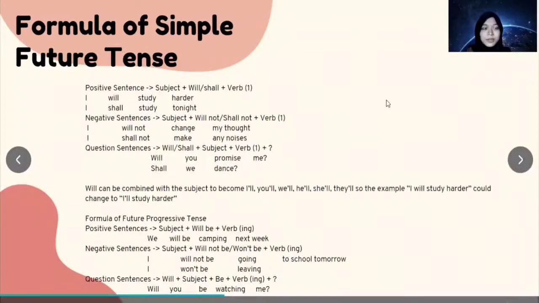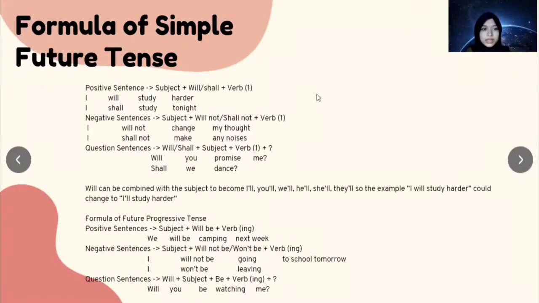Next is the formula of simple future tense and future progressive tense. First, simple future tense. Positive sentence with the formula subject plus will or shall plus verb 1. The example is, I will study harder and I shall study tonight. And then negative sentence, the formula is subject plus will not or shall not plus verb 1. The example is, I will not change my thought, and I shall not make any noises.